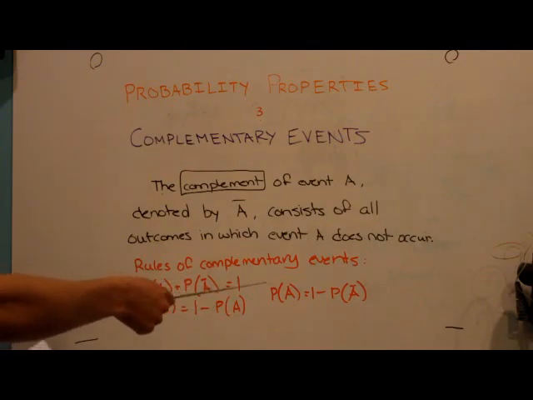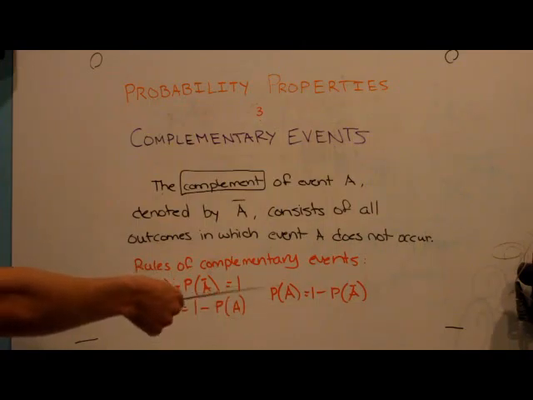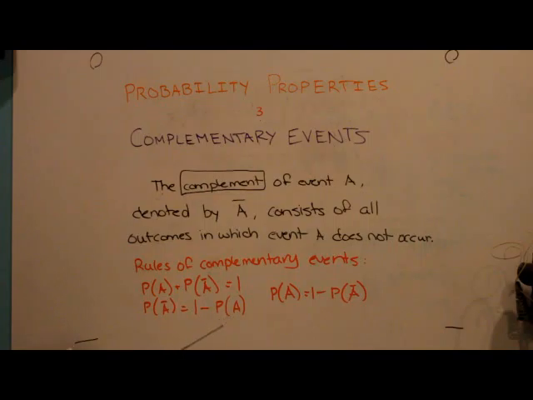The rules of complementary events: the probability of A plus the probability of A naught equals 1. The probability of A naught equals 1 minus the probability of A, and the probability of A equals 1 minus the probability of A naught. And the major advantage of these rules of complementary events is that their use can greatly simplify certain problems. So now let's do an example.